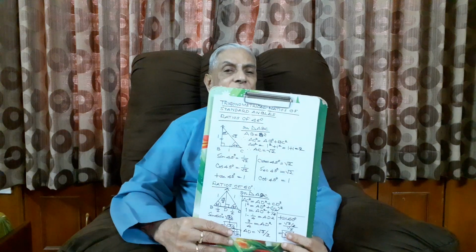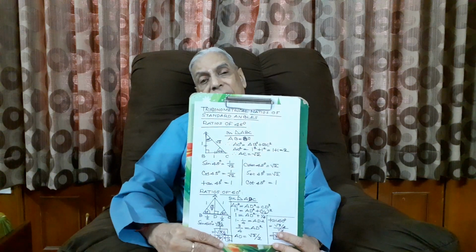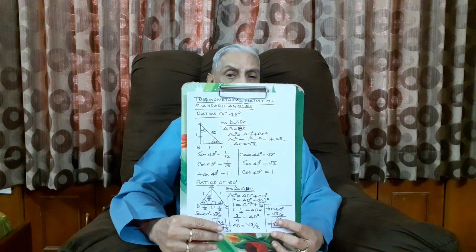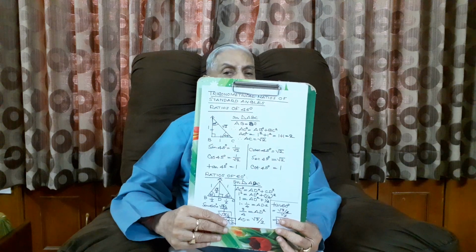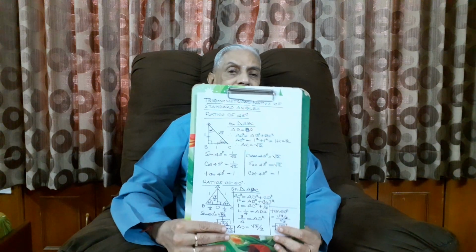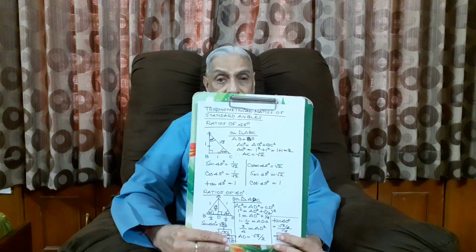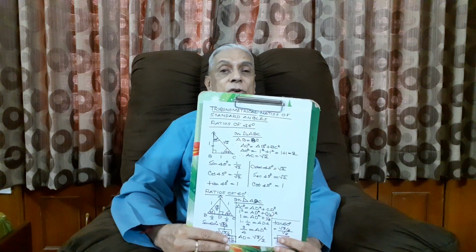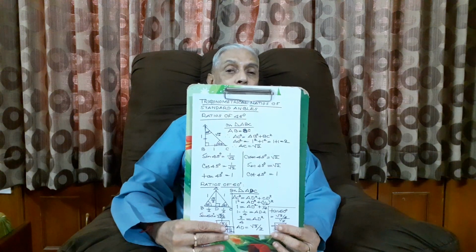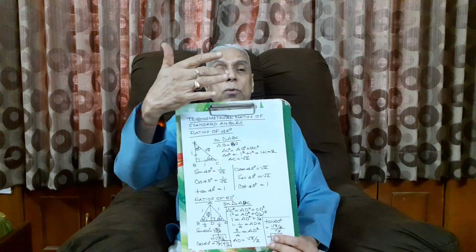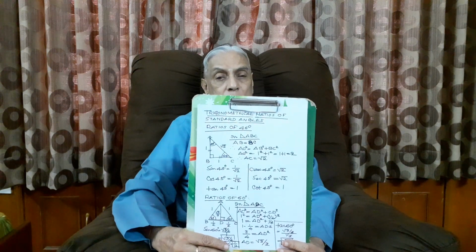I have to take the next standard angle, 60 degrees. For 60 degrees, what kind of triangle can I consider? I can take an equilateral triangle. Therefore, I have taken ABC as an equilateral triangle. In an equilateral triangle, I can't write trigonometrical ratios. If I want to write trigonometrical ratios, I need a right angle triangle. Therefore, you drop a perpendicular from the vertex onto the base. I have dropped AD perpendicular to BC.